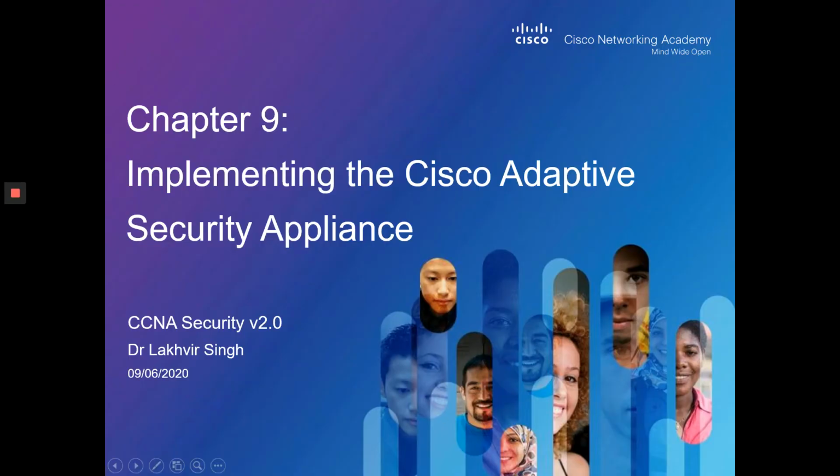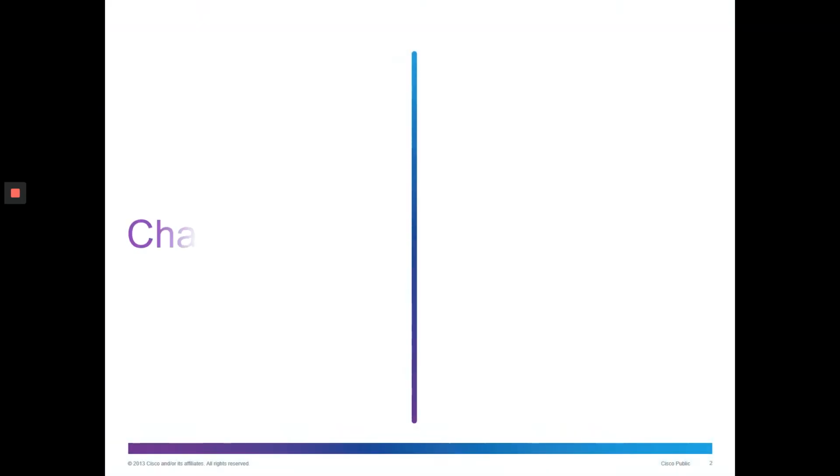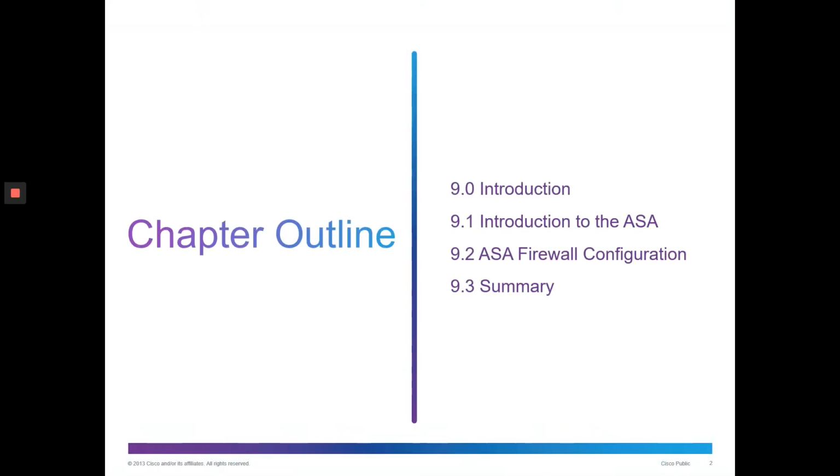Right, so this is chapter 9, implementing Cisco Adaptive Security Appliance, which is ASA. We're going to be looking at how we can implement Cisco security using Cisco firewalls. Okay, so the main chapter outline: we go mainly through two sections. The first one is the introduction, and the last one is the summary.